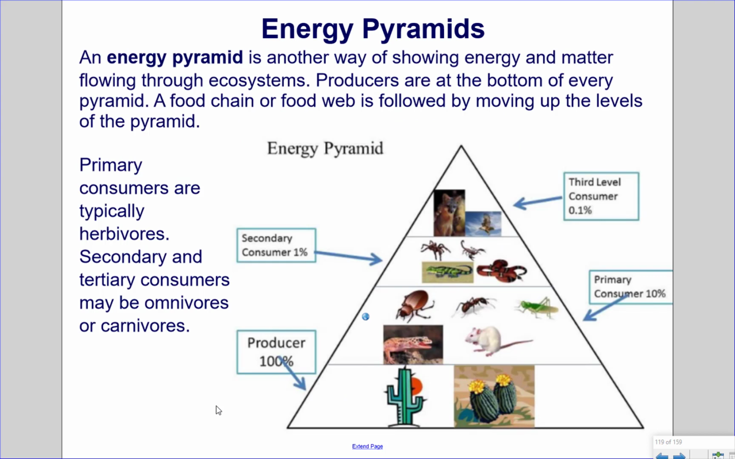Energy pyramids. An energy pyramid is another way of showing energy and matter flowing through ecosystems. Producers are at the bottom of every pyramid. A food chain or food web is followed by moving up the levels of the pyramid. Primary consumers are typically herbivores. Secondary and tertiary consumers may be omnivores or carnivores.